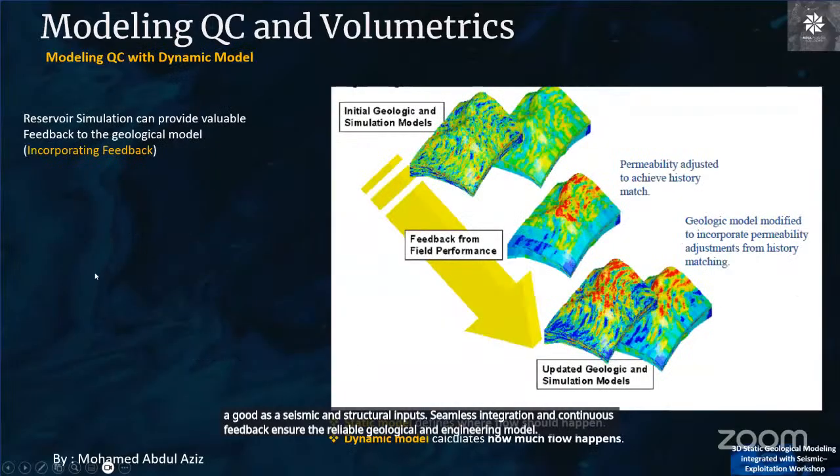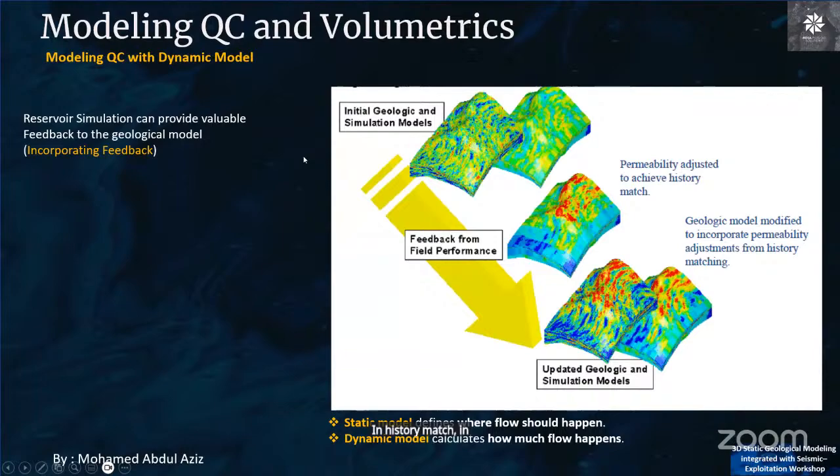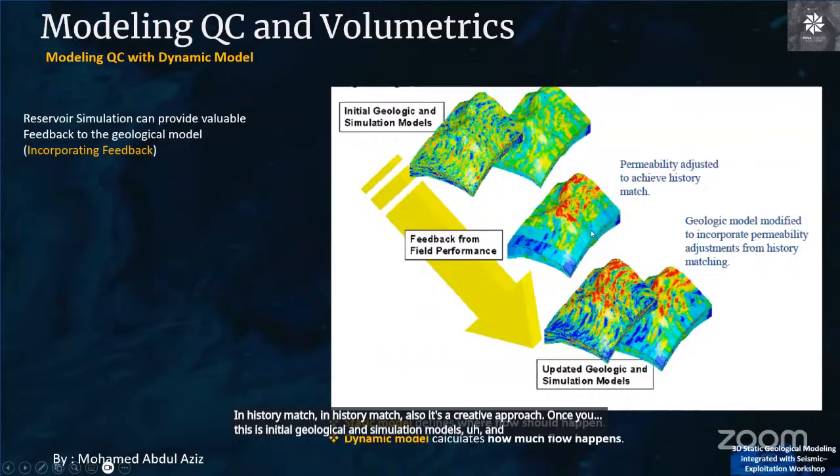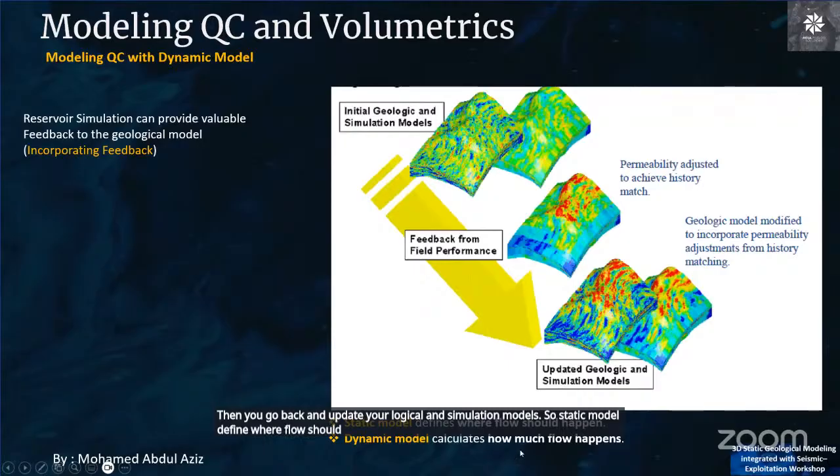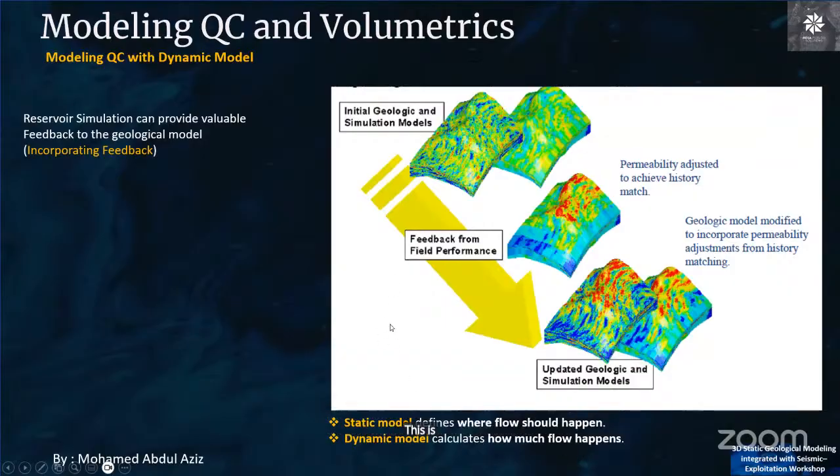In history match, also, it's an iterative approach. Once you have the initial geological and simulation models, and you have a new update from the permeability to achieve the history match, then you go back and update your geological and simulation models. So the static model defines where flow should happen, and the dynamic model calculates how much flow happens. This is a short answer for the difference between a static and dynamic model.